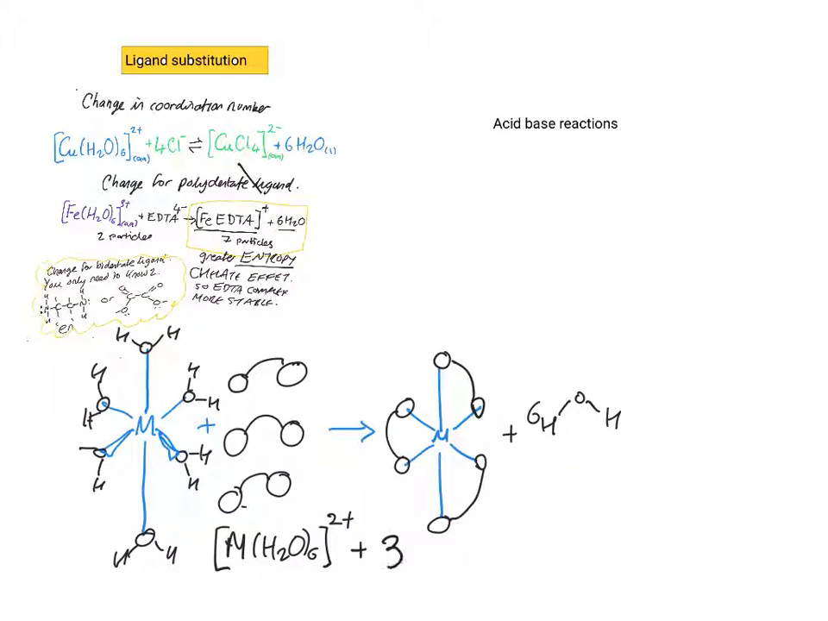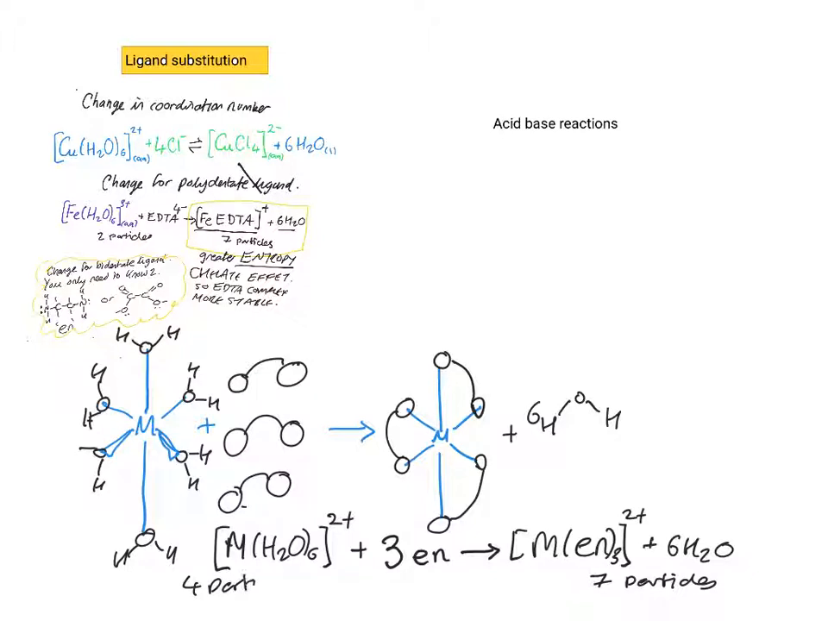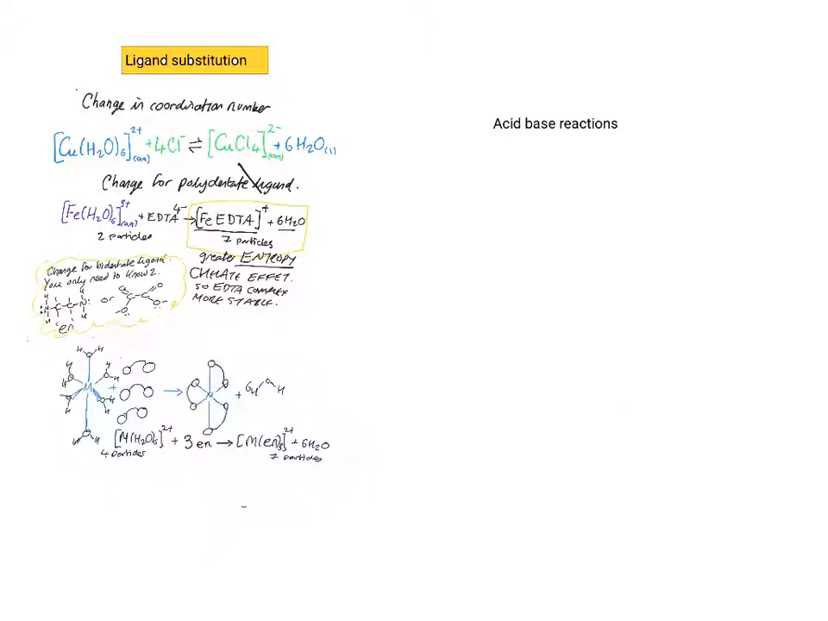When you write the equation, don't forget to balance it. 3 bidentate ligands will replace 6 monodentate ligands. So make sure you balance the equation and put 3 of the bidentate ligands substituting the 6 water molecules. Again, you can see the chelate effect, 7 particles on the right-hand side and 4 particles on the left. The right wins, there's been an increase in entropy and an increase in disorder.